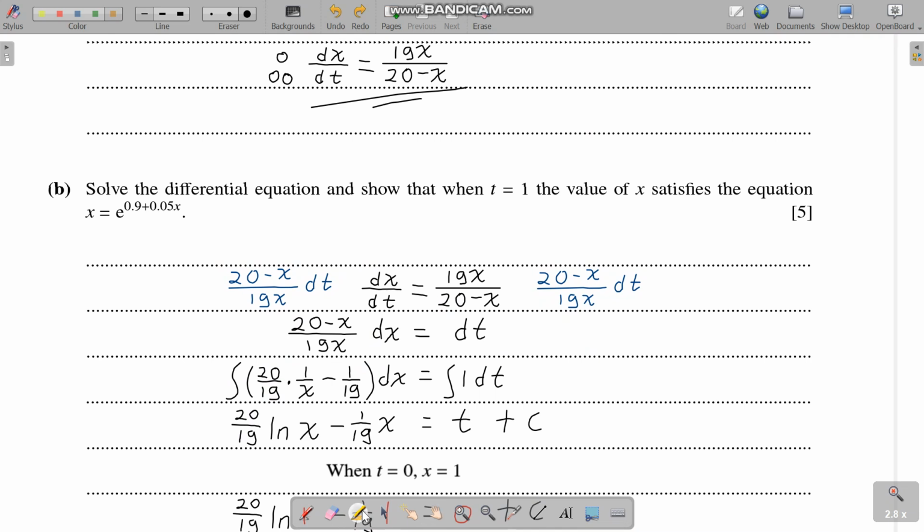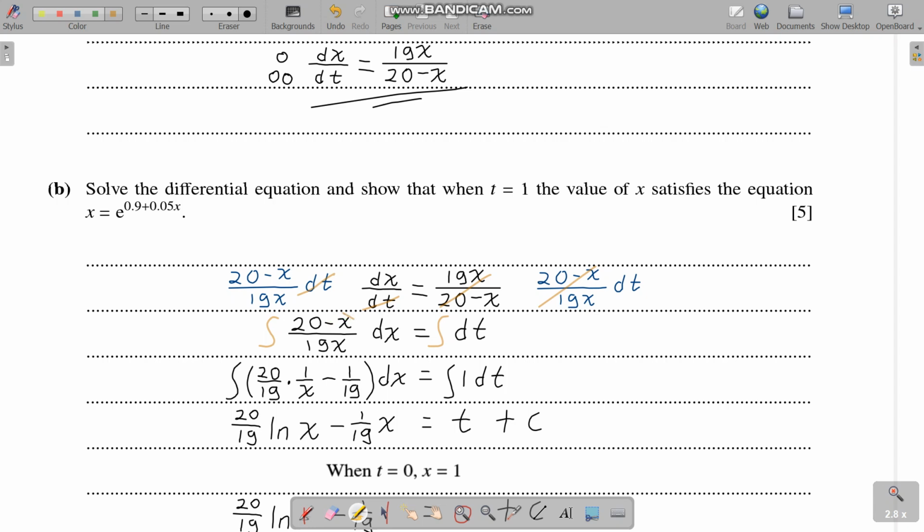When solving this differential equation, we have to separate the variables first. So we have to make everything with x on one side, everything with t on the other side. We do that by multiplying or dividing both sides by something. So here we multiply by dt, and we get (20 minus x) over 19x dx, and on the right we cancel out, we have just dt, and now we integrate both sides.